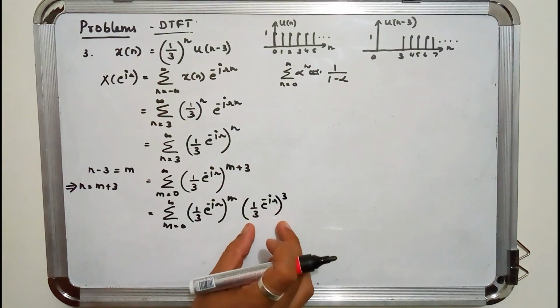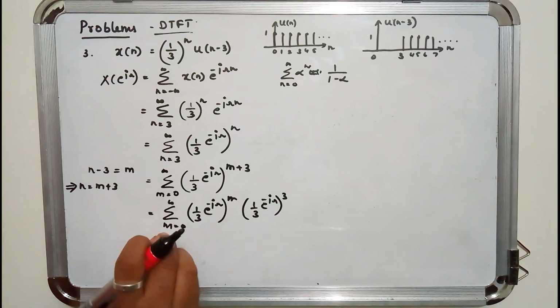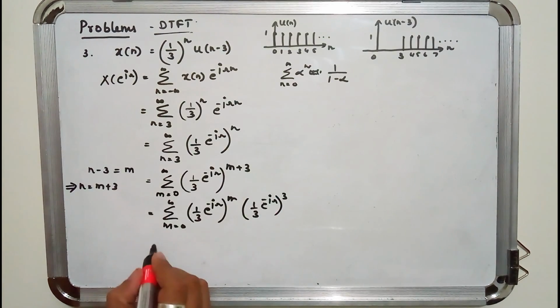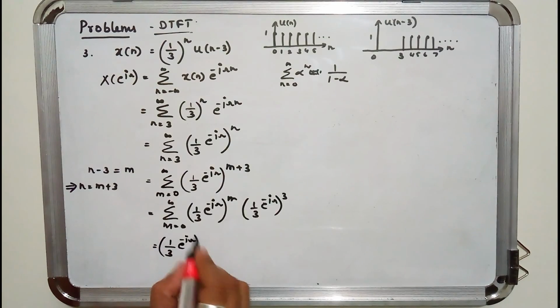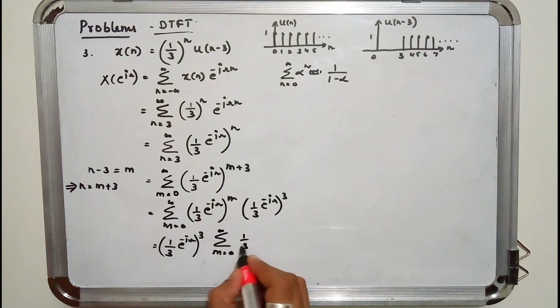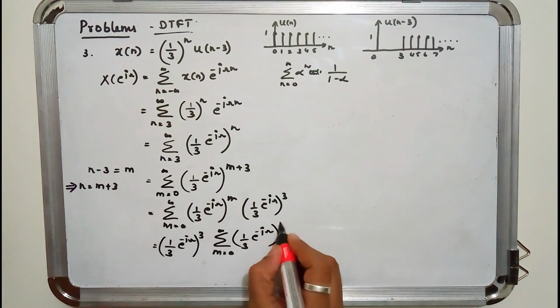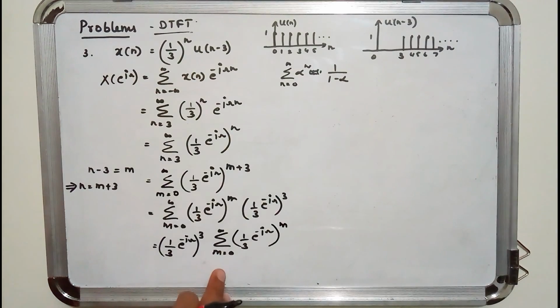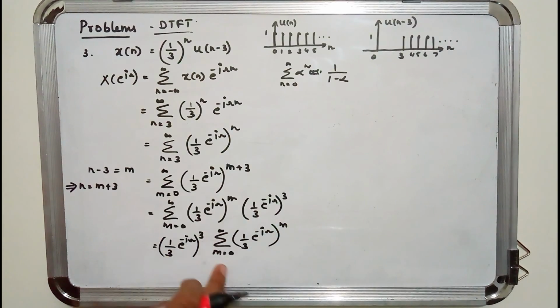So this is independent of m. This factor is not having m term because its summation is on m. So what I get here is 1 by 3 e power minus j omega power 3 summation m is equal to 0 to infinity 1 by 3 e power minus j omega power m. Now this is of the form n is equal to 0 to infinity alpha power n, where n is replaced by m. So I can directly write.